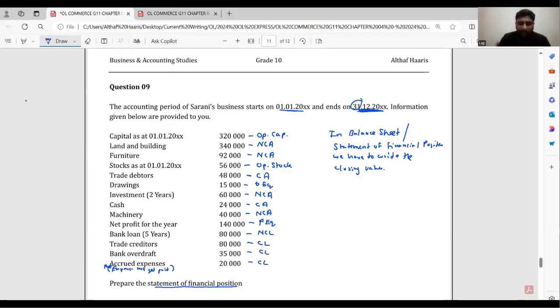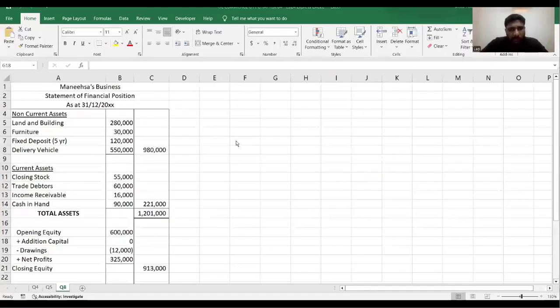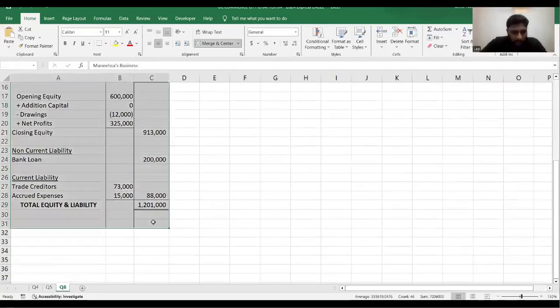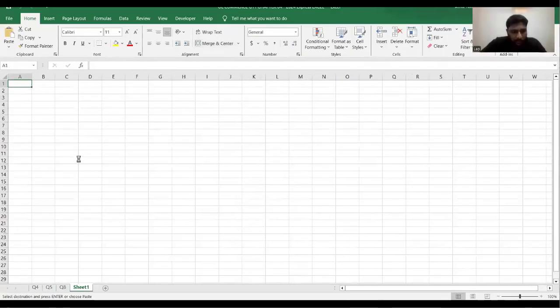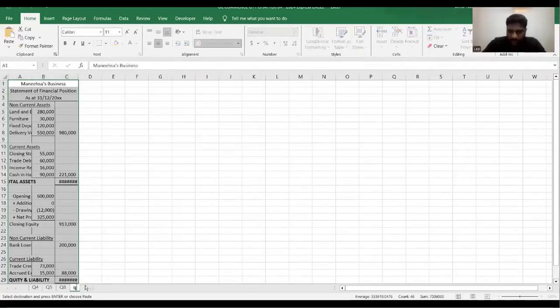In this question, I feel there is a mistake. I think maybe the stock value is wrong, but let's do the calculation and see. So let me open up an Excel sheet. Question 9.